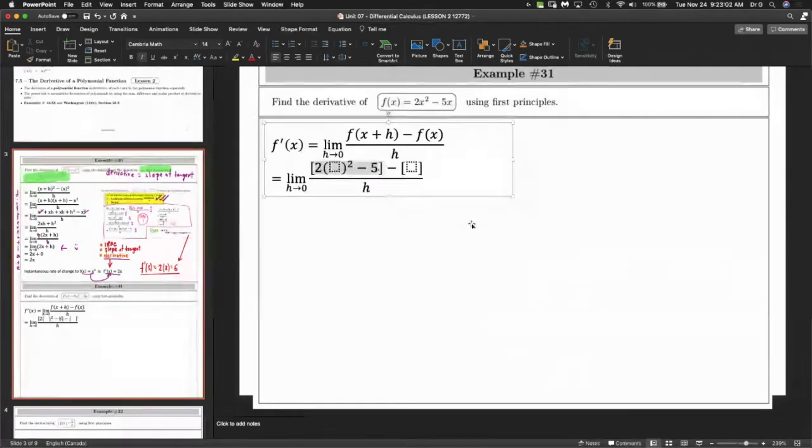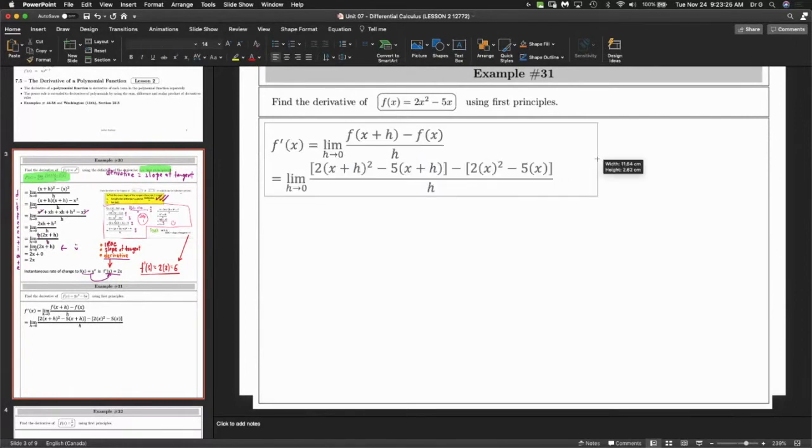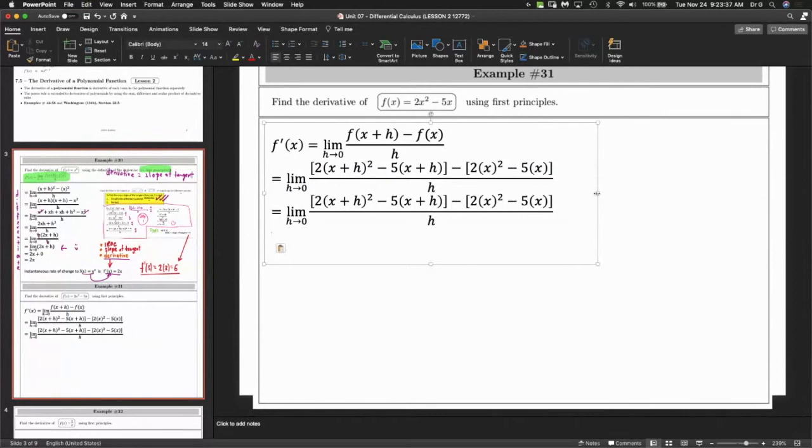Okay. The process here is pretty much what we're going to do now is plug in x and x plus h. So in this case, we have x plus h here and x plus h. And then over here we have x and we have x. So as you can see here, we're going to have a little bit of a headache expanding and simplifying this, but nothing too dangerous, hopefully.